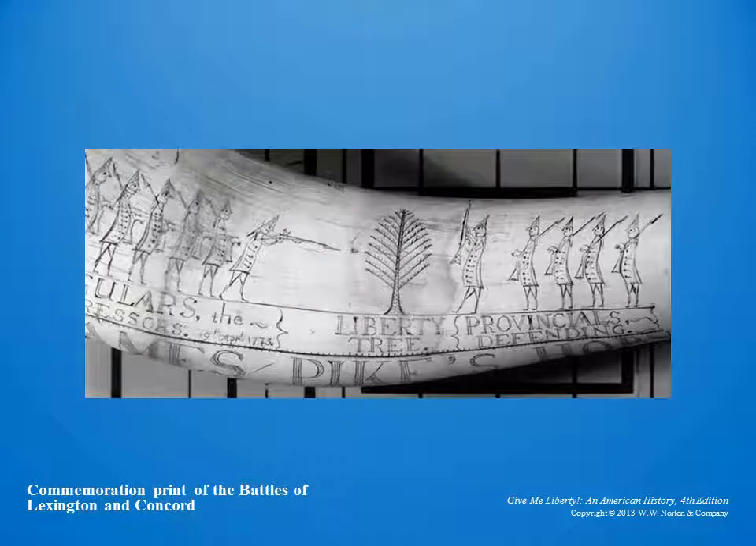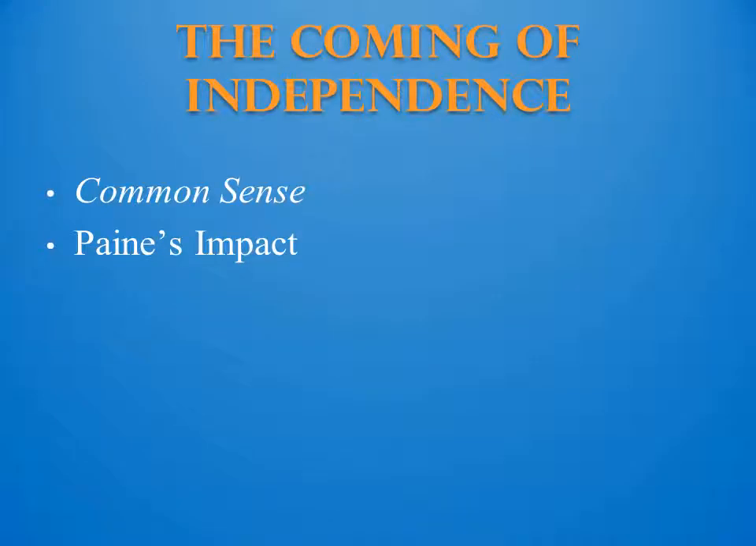Here we see the commemoration of the battles of Lexington and Concord that was carved into a powder horn by a soldier, James Pike, to commemorate those battles. You see at the center, the Liberty Tree is part of the picture.